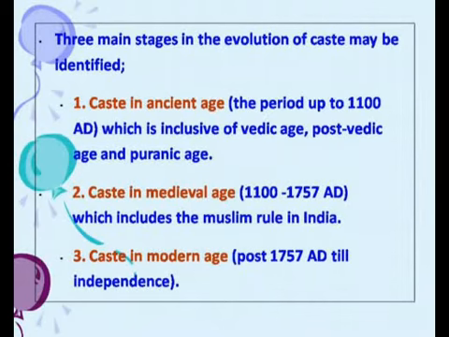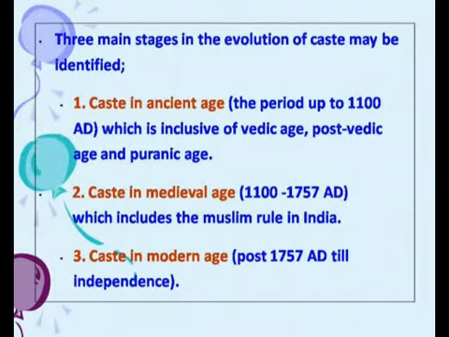The caste system, which is an integral part of the Indian system, has a long standing history of its own. To understand how the system has come to be what it is today, one needs to have a deeper understanding of the origin, evolution and growth of the caste system. Three main stages in the evolution of caste may be identified. Number one, caste in ancient age, that is the period up to 1100 AD, which is inclusive of Vedic age, post-Vedic age and Puranic age.